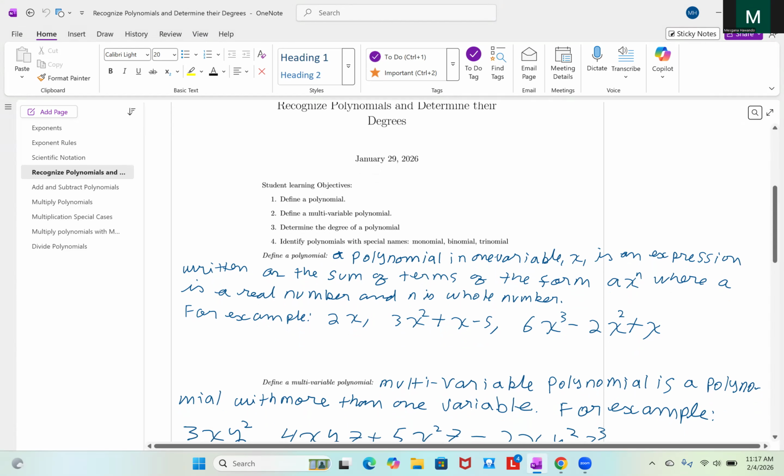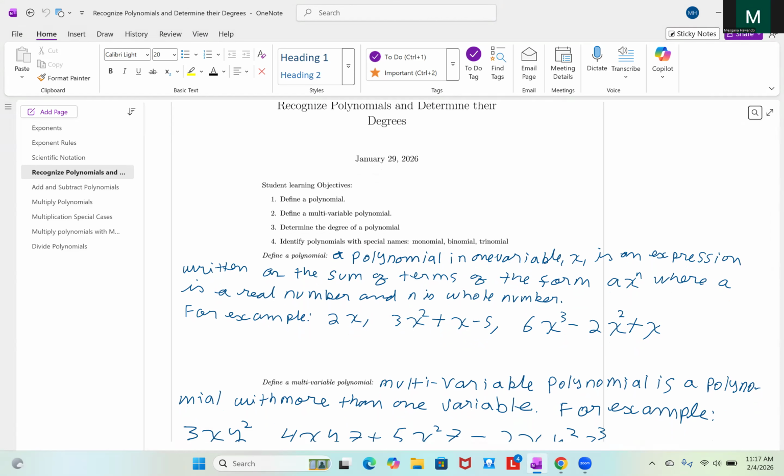Define a polynomial. A polynomial in one variable x is an expression written as the sum of terms of the form ax to the power of n, where a is a real number and n is a whole number. For example, 2x. Another example, 3x squared plus x minus 5. Another example, 6x cubed minus 2x squared plus x.